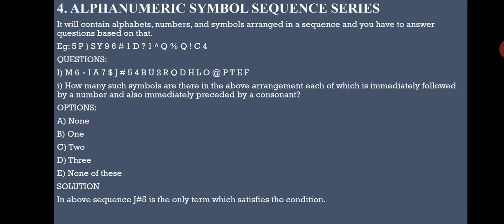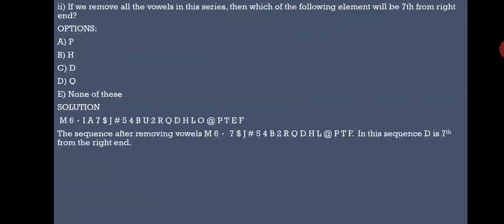Options given. So in the above sequence, J#5 is the only term which satisfies the condition. Second one, if we remove all the vowels in the series, then which of the following elements will be 7th from the right hand? The options are given. So you should first write the question term. Then after removing the vowels in the series, the question term will appear like this: M6 star $7. In this sequence, D is 7th from the right hand.